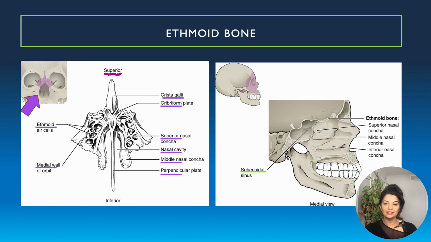Okay, let's look at this other view of the ethmoid bone, and you can see the sphenoidal sinus highlighted there. And then you've also got the superior nasal concha, middle and inferior highlighted. Pretty self-explanatory, the top, middle and bottom, right? And there we have it. That's essentially your ethmoid bone.